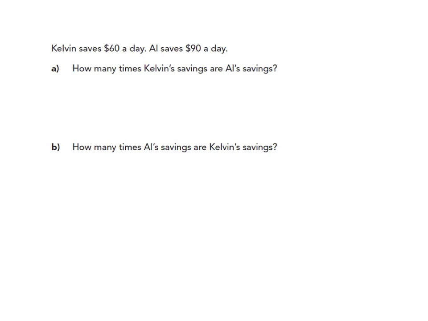When you look at ratios and you're thinking about how much of something is something else, it can be a little bit tricky. The information's still easy to work with. It says Kelvin saves $60 a day, Al saves $90 a day. So the ratio of Kelvin to Al is 60 to 90. But how many times Kelvin's savings are Al's savings?